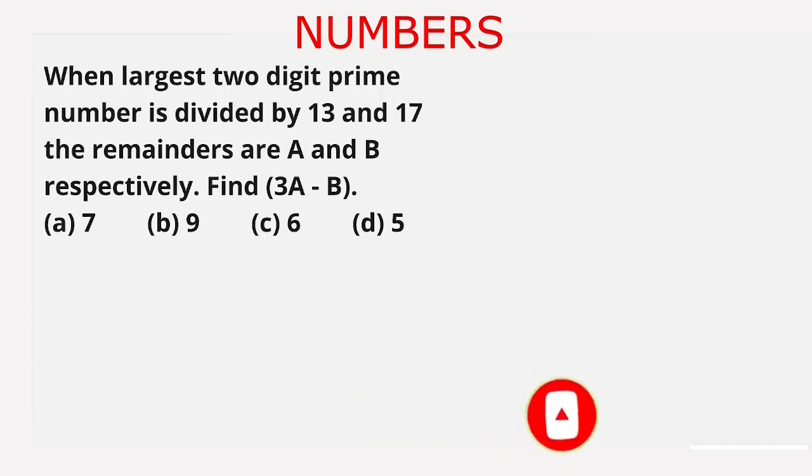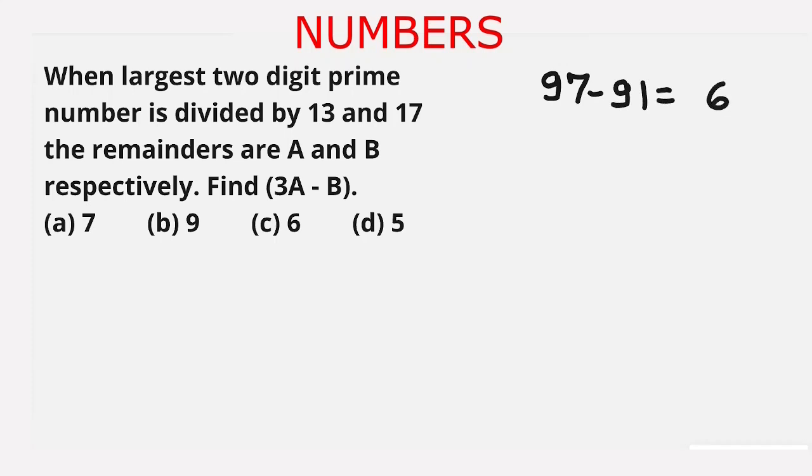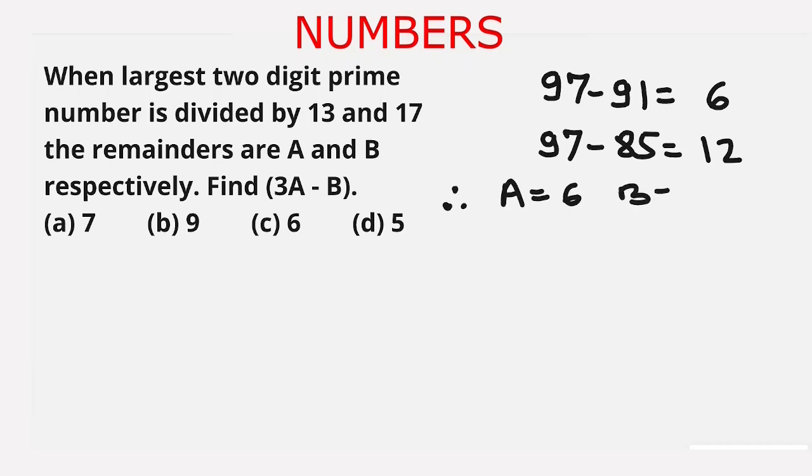The largest 2-digit prime number is 97. When it is divided by 13, 13 times 7 is 91, and 97 minus 91, the remainder is 6. And 97 when divided by 17, 17 times 5 is 85, so 97 minus 85 equals 12. Therefore A equals 6 and B equals 12.